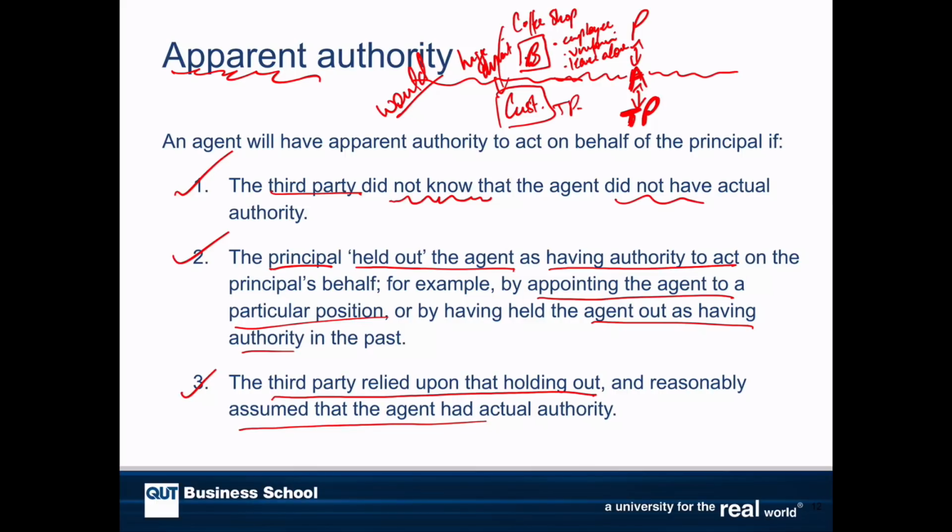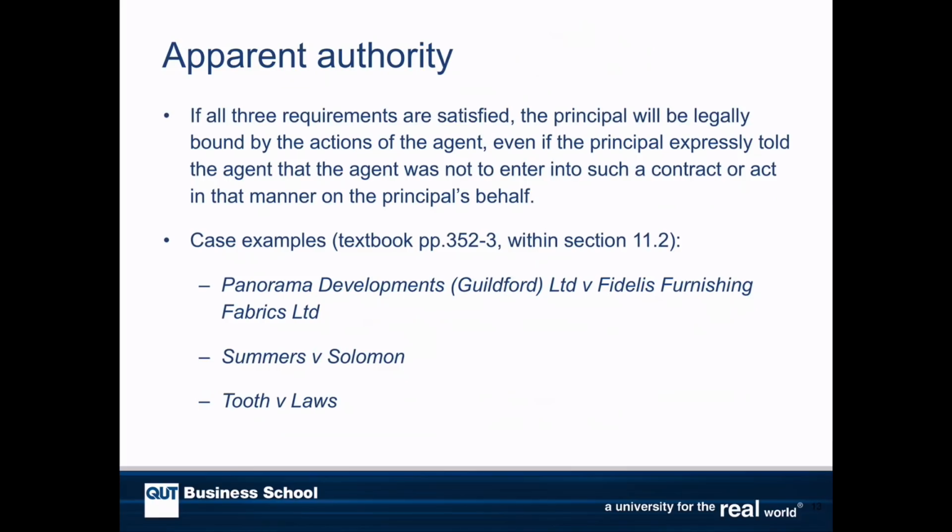Have a think about that one because that one can be a bit difficult for people to get. What you've got to do is step through those three core elements. If all three are satisfied, the principal will be legally bound by the actions of the agent, even if the principal expressly told the agent that they weren't able to do it.